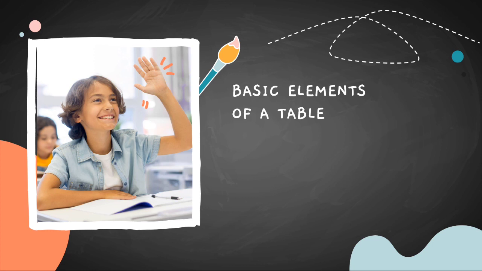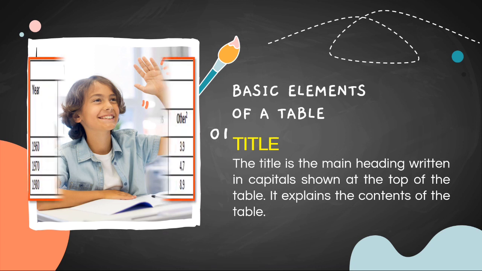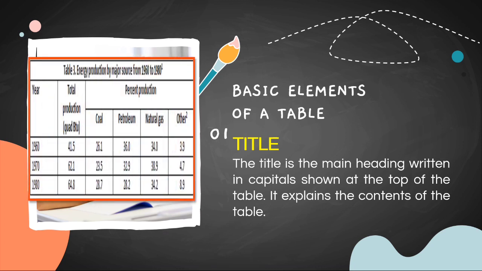As shown on the previous example, the first element is title. The title is the main heading written in capitals shown at the top of the table. It explains the contents of the table. In the given example, which do you think is the title? Perfect! The title of the table is Energy Production by Major Source from 1960 to 1980.